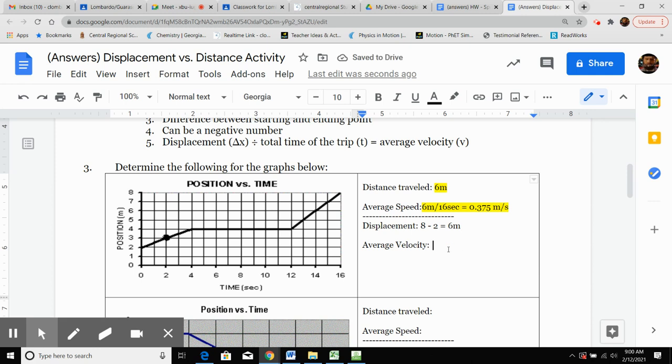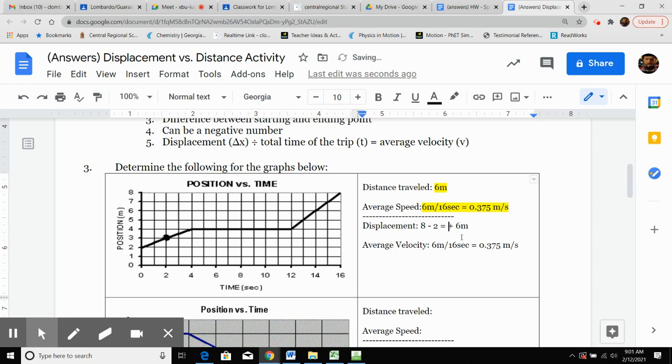Okay, average velocity. Average velocity is delta x divided by t. We just figured out our displacement, delta x, is 6 meters, so our average velocity is going to be this 6 meters divided by the 16 seconds. So we're going to get the same answer, 0.375 meters per second. Remember, guys, that velocity does have a direction. It's a vector quantity, and so is displacement. So what you could do here is say, positive 6.